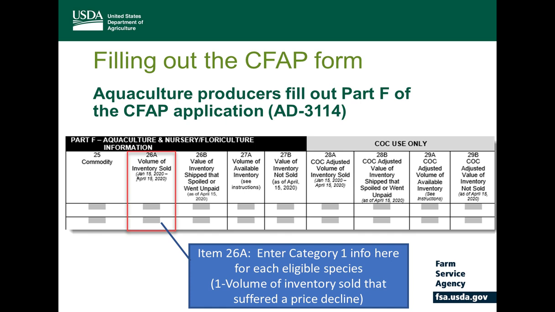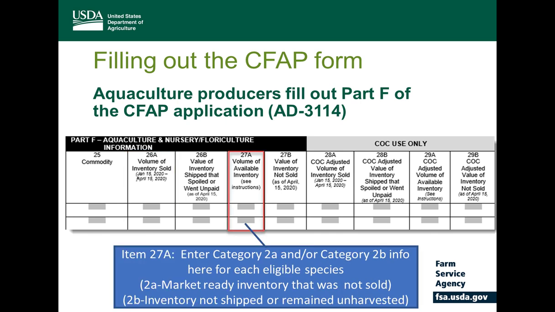26A, this is for Category 1. So for each eligible species, this is going to be the volume of inventory that suffered a price decline. That's what's going to go into item 26A.